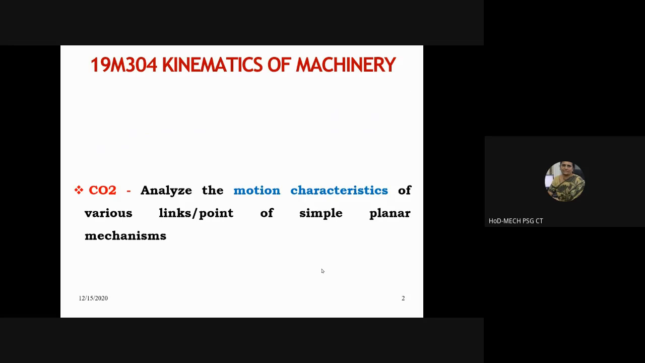Now the course outcome two is concerned with analysis of various mechanisms, analysis of the mechanisms that you synthesize as a part of mechanisms design. The course outcome two reads like this: analyze the motion characteristics of various links or points on various links of simple planar mechanisms. What we mean by that, all that we will be understanding in due course.